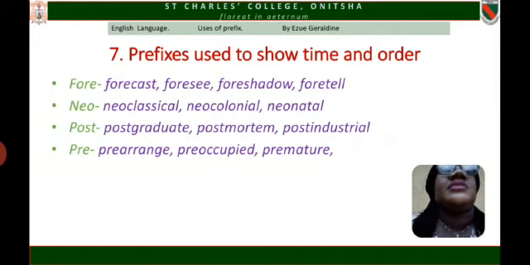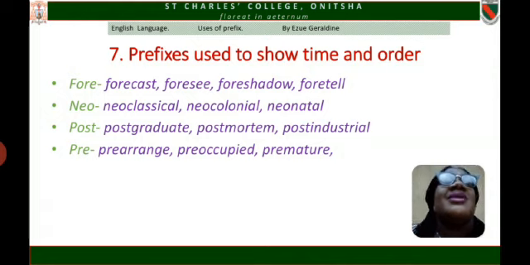Then prefixes can be used to show time and order. Time and order. Forecast, foresee, foreshadow, foretell. Then we have neo. Neo is used to show a particular time in history. Neoclassical, neocolonial, neonatal. Neoclassical is immediately after the classical period. Then we have neocolonial, immediately after the colonial period. Then we have neonatal, immediately after a child is born. That is the neonatal period.